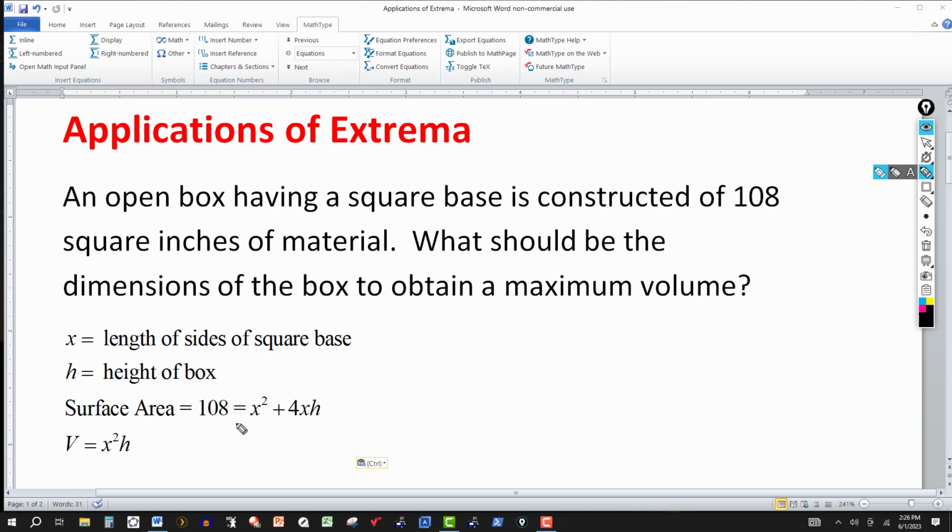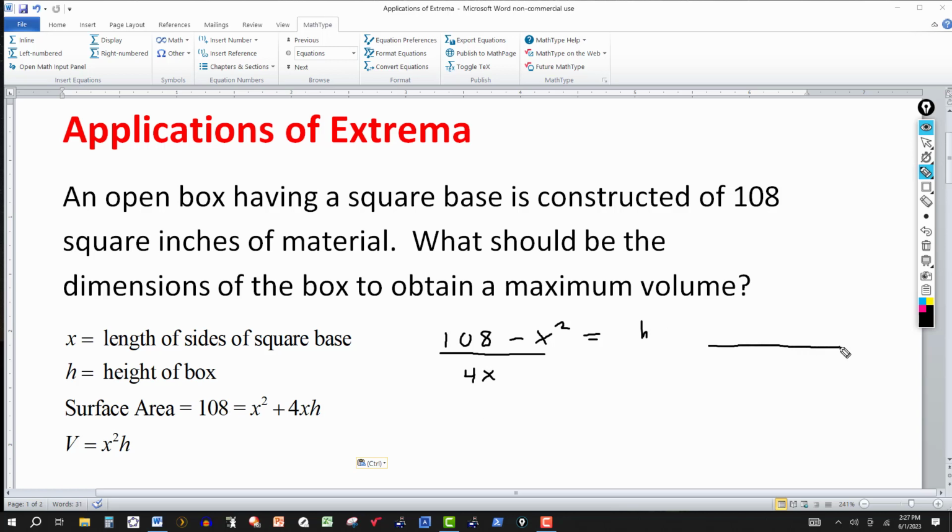And of course it would be nice to have one variable. So let's take this equation here and solve it for h. Bring the x squared over, and that's going to equal 4xh, and then we divide by 4x. So h in terms of x will be (108 minus x squared) over 4x. So this is what we have for h, and then of course I want h to be a positive number since we're dealing with dimensions and so forth.